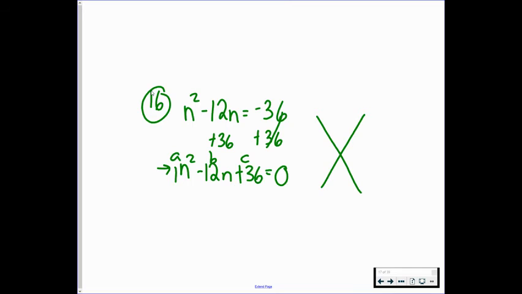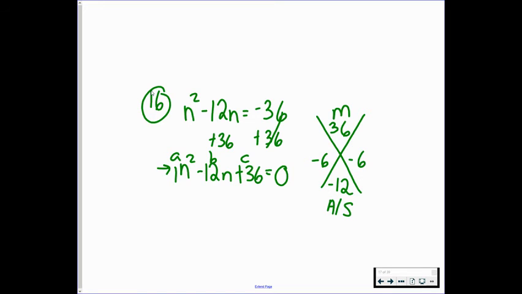A times C is 36, and B is negative 12. We need 2 terms that multiply to make positive 36, but add or subtract to be negative 12. Those 2 values are negative 6 and negative 6. You can go through your factor pairs to make 36, but 6 and 6 are going to be the only ones, and they both must be negative to make negative 12.